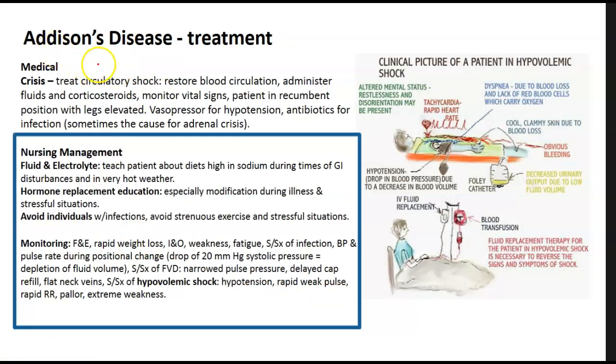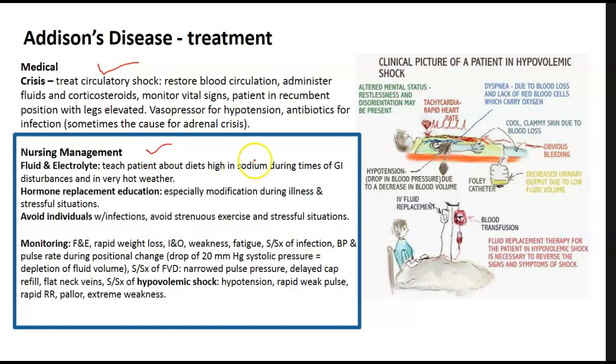Medical treatment, treat the circulatory shock, help boost that circulatory load, give them fluid, give them steroids, watch their vital signs, put them in a recumbent position with the legs elevated. You basically are trying to promote fluid back to the core. Vasopressor for hypotension. Basically, you want to try to get them out of this hypotensive state. Antibiotics if there is an infection, because sometimes it can be the cause of adrenal crisis. So again, look for the root cause.